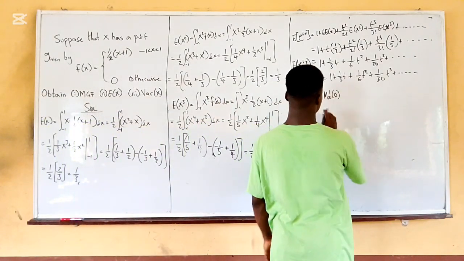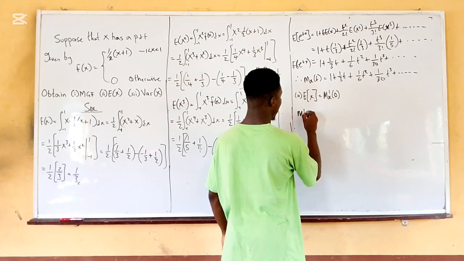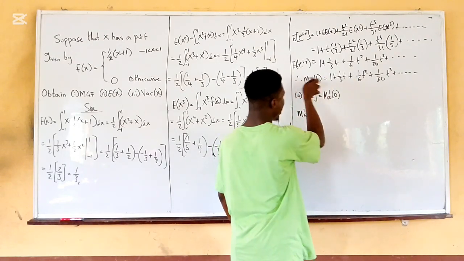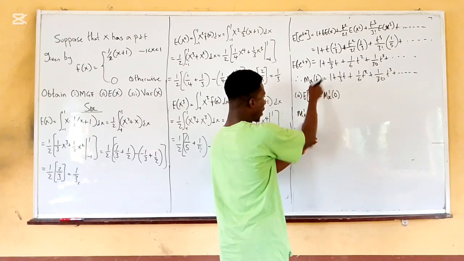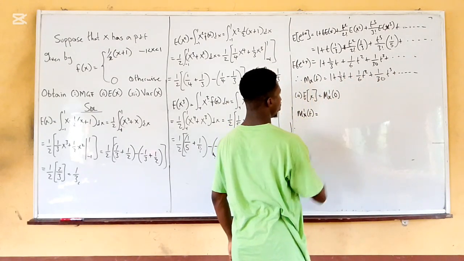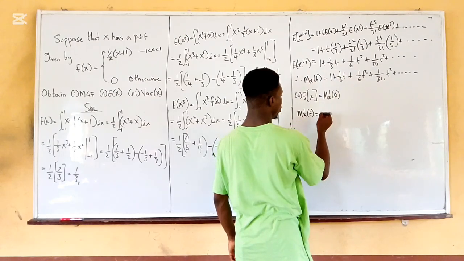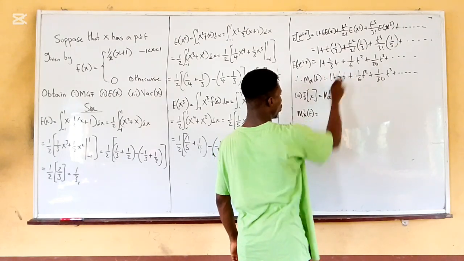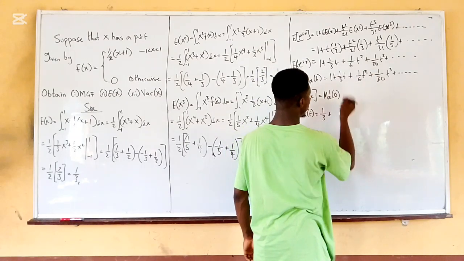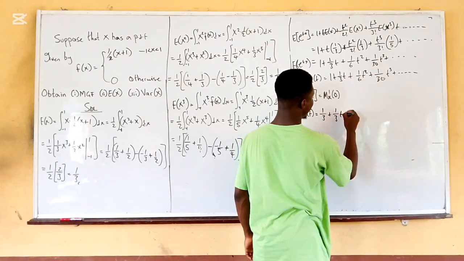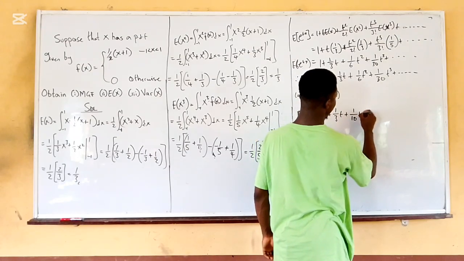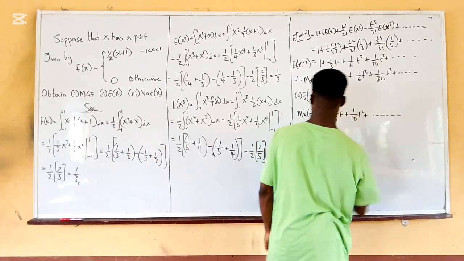First of all, let's find M prime X of t. If this is my M_X(t), I have to differentiate this infinite series. The differentiation of 1 is 0, the differentiation of this one will be 1 over 3, plus this one will be 2 over 6, which is 1 over 3t, plus this one will be 1 over 10t squared, plus and so on.